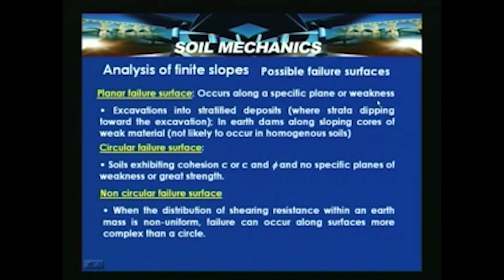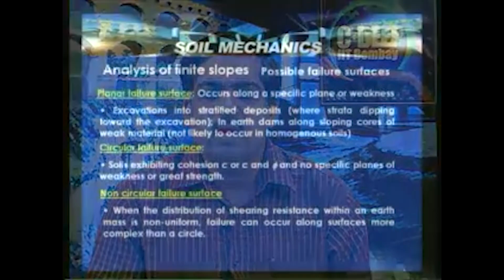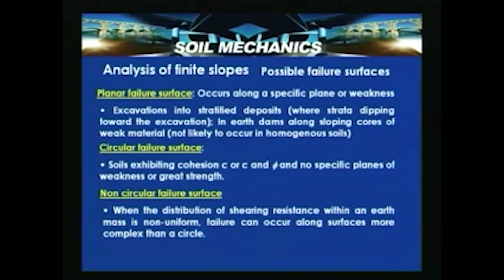Having looked into the analysis of infinite slopes, now let us look at how finite slopes can be analyzed. The possible failure surfaces, as we discussed and have shown, are planar failure surfaces, circular failure surfaces and non-circular failure surfaces. Let us consider when each of these can occur.